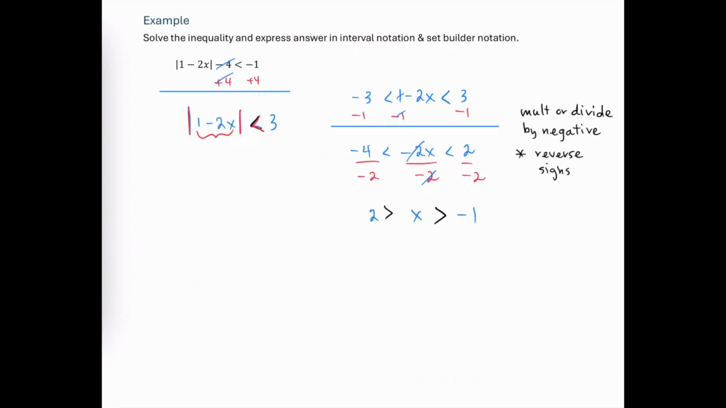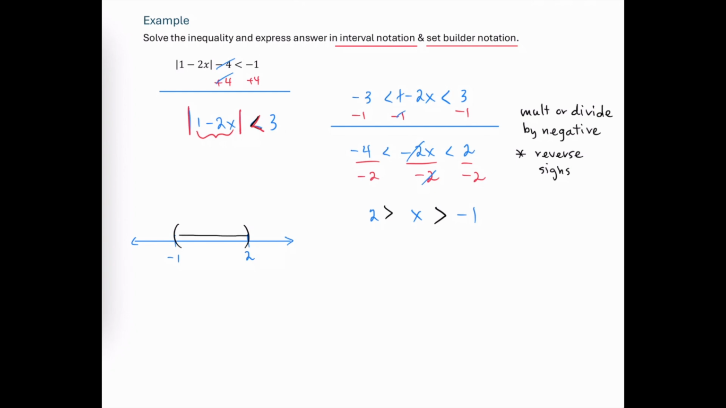Now it's time to express our answer in both interval notation and in set builder notation. In order to do that, I'm going to graph my solution set on the number line just to make sure that it's nice and clear where we start and stop. And notice that the negative 1 is the smaller value. I'm going to place that to the left on the number line, and we're looking for all the values that are in between negative 1 and positive 2.